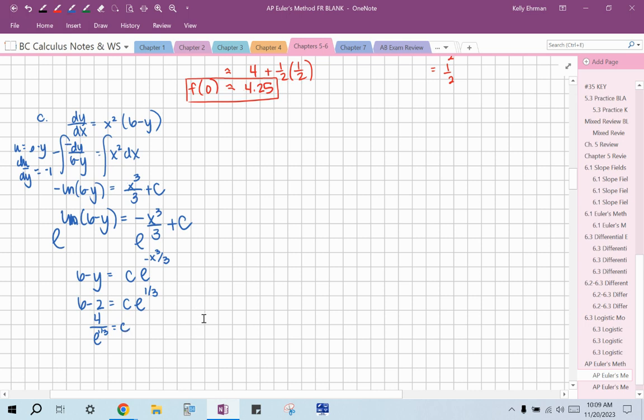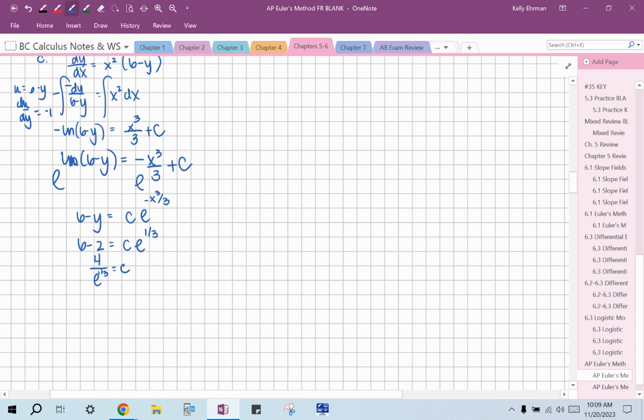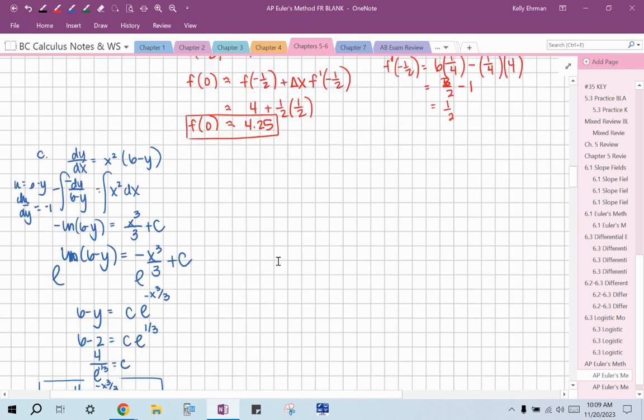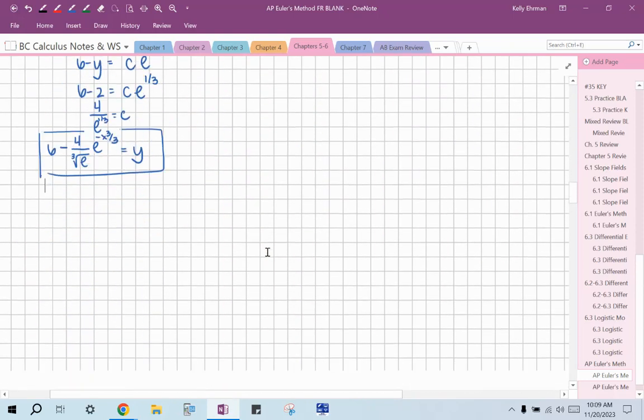And then that brings us to our y equals. So now I would add y to this side. It's going to be 6 minus, and then I'm going to subtract c over here. So 6 minus 4 over, maybe I'll write cube root of e, that's c, times e, this is ugly, to the negative x cubed over 3 equals y. You don't have to bother simplifying that at all. I would just leave it as is. Okay, and that was it for this question. Next question.